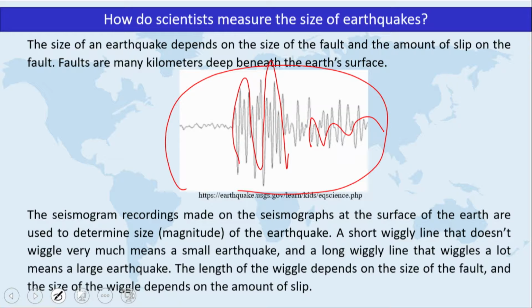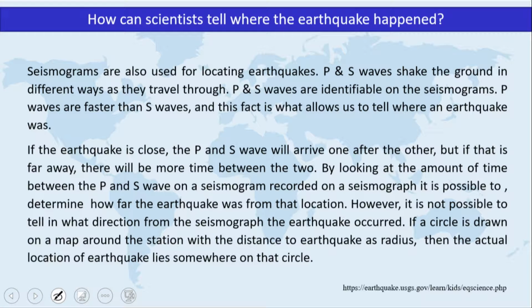of the earthquake. A short wiggly line that doesn't wiggle very much means a small earthquake, and a long wiggly line that wiggles a lot means a large earthquake. So, from the length of the wiggle, we can find out what is the magnitude of the earthquake. So, seismograms are also used for locating the earthquake.